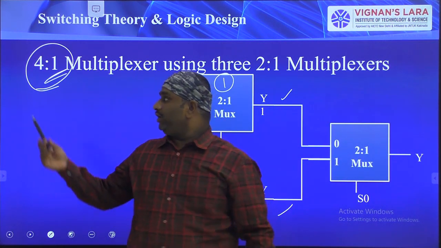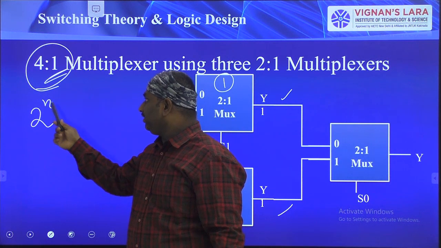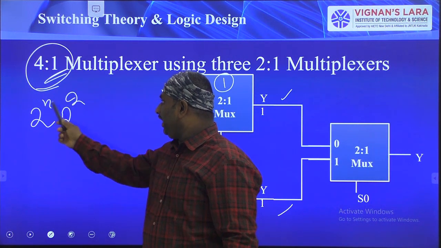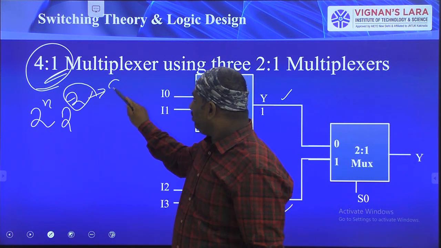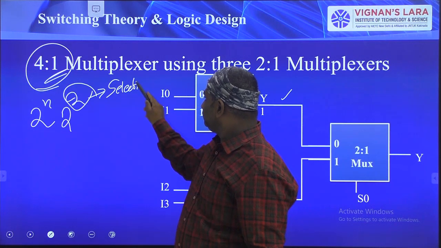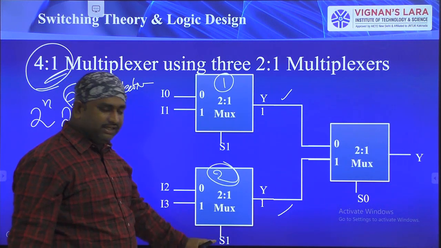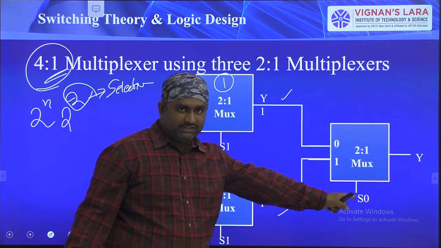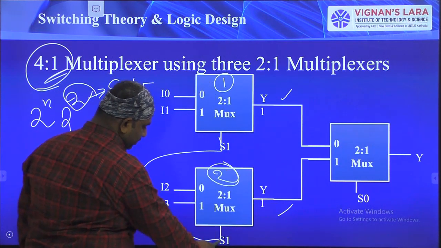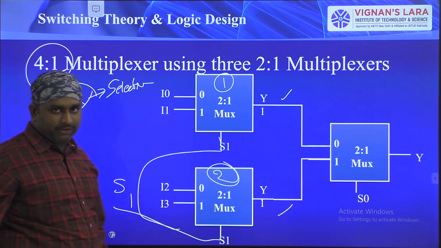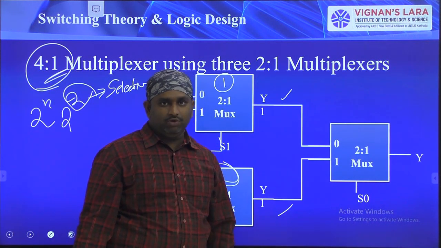For a 4:1 multiplexer, how many selection lines are available? 4 you can write as 2 power n, that is 2 power 2, so n is equal to 2. So you have to take 2 selection lines, S1 and S0, that I have taken here. These 2 selection lines I have shorted, and I have represented them as the S1 selection line and the S0 selection line.